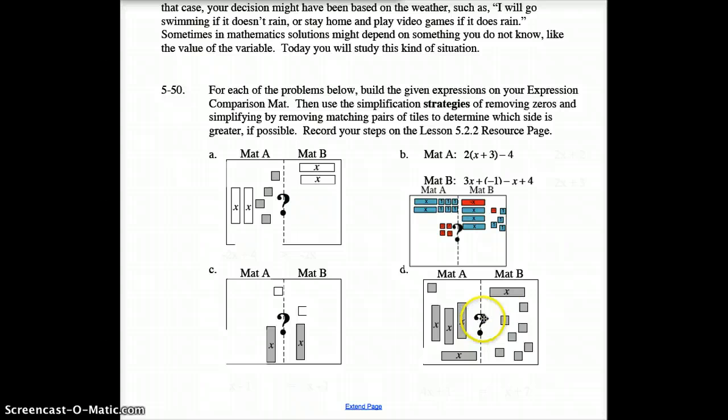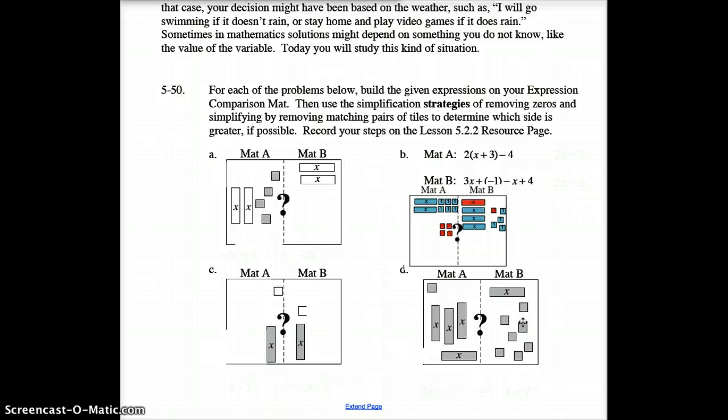So now if we look between the mats, I've got an x over here that will cancel one x over here. So this x will cancel this x. But I've got 3 x's left over here on mat A, and I don't have any x's left over here on mat B. Well, if each x equals 10 of those units, then mat A is going to be greater. But if each x equals some negative number, let's say negative 10, then mat B will be greater.